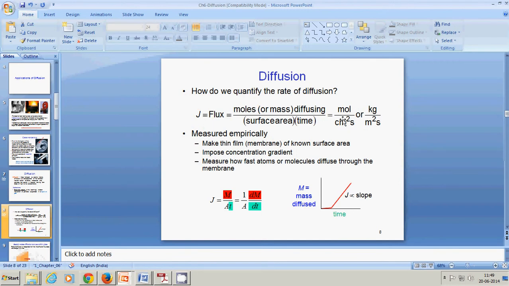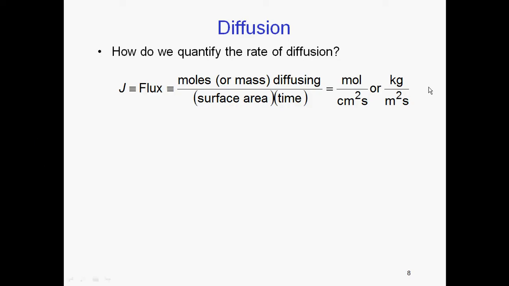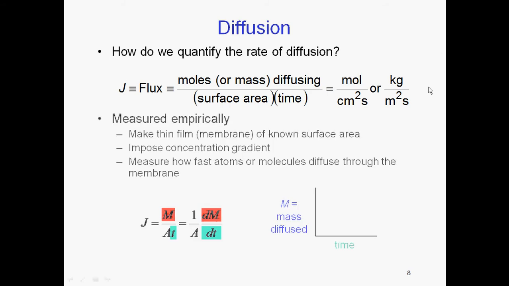Now, how do we quantify this rate of diffusion? It is given by the flux, which is nothing but the moles diffusing per unit surface area per unit time. This is denoted by J, and J is nothing but (1/A) dm/dt.